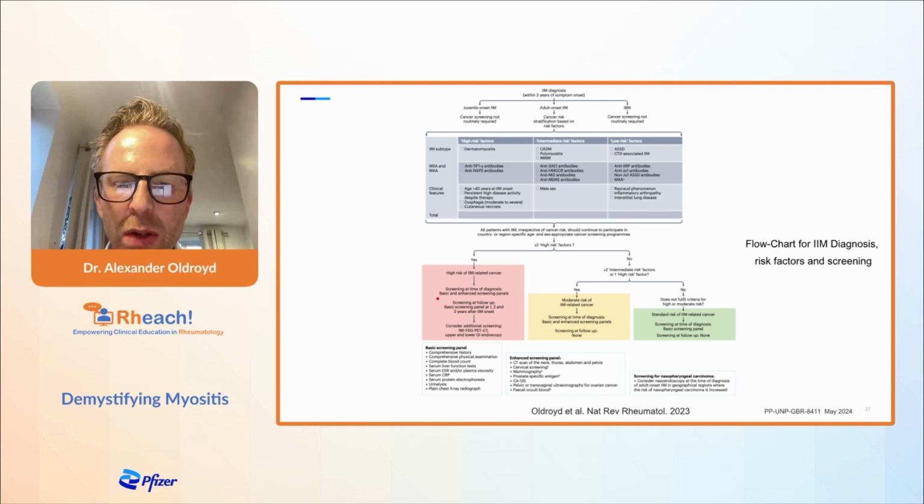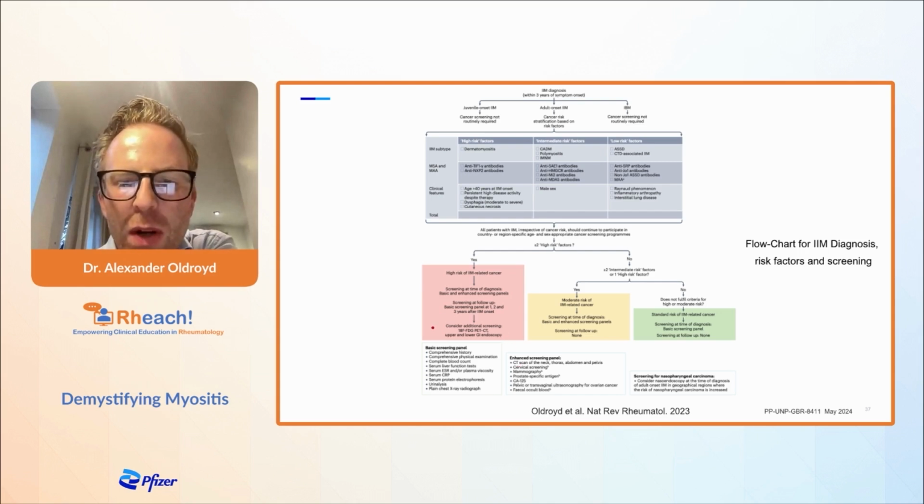So in people who are high risk, we say that they need to have the basic and enhanced screening at the time of IIM diagnosis. They then need to have the basic panel annually at 1, 2, and 3 years after IIM onset. So we don't recommend repeated CT scans. That's because of the lack of evidence and the radiation exposure.